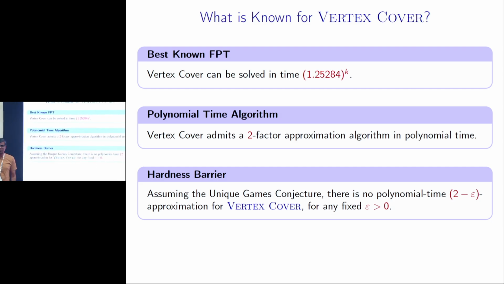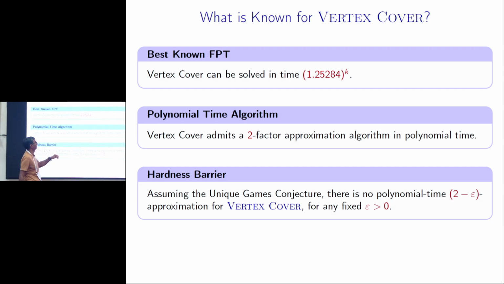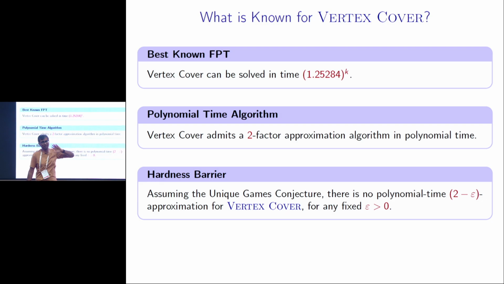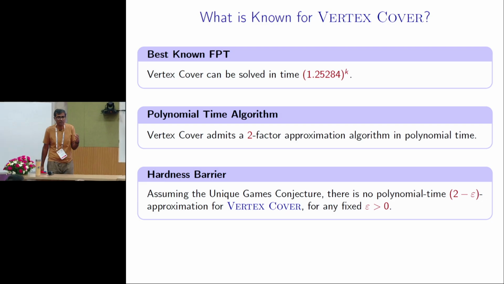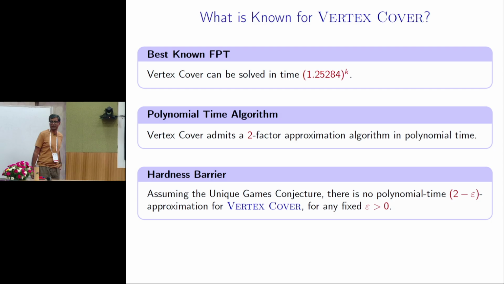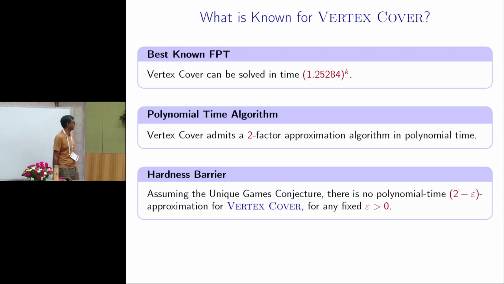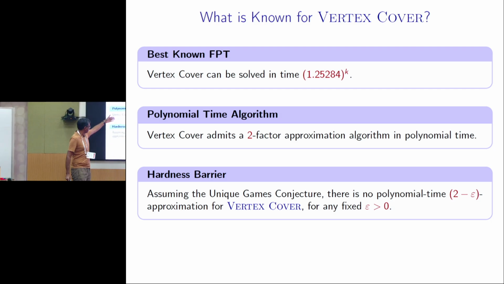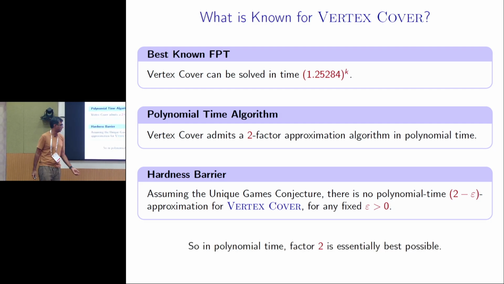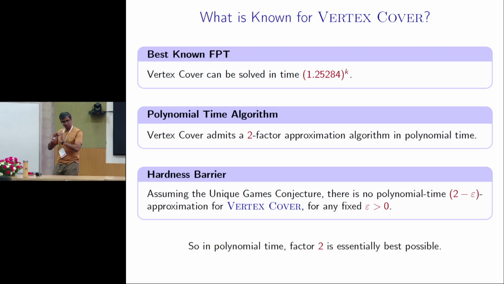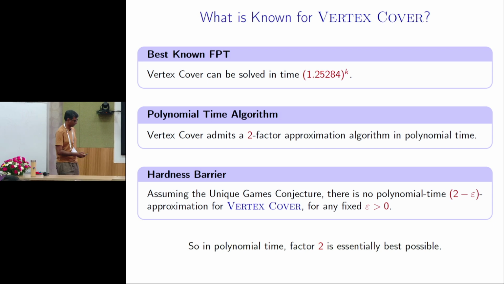People are pushing very hard, and even breaking this 1.25 itself looks very difficult. Hoping that someday we will achieve a 1.19 algorithm looks even more difficult with the current set of methods. And we have such a barrier in polynomial time. So what is the next question to ask? In polynomial time, we actually know that factor 2 approximation is best possible.